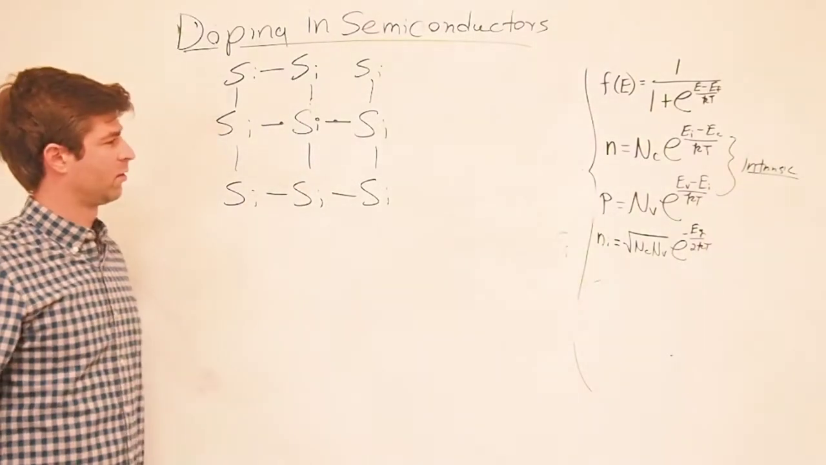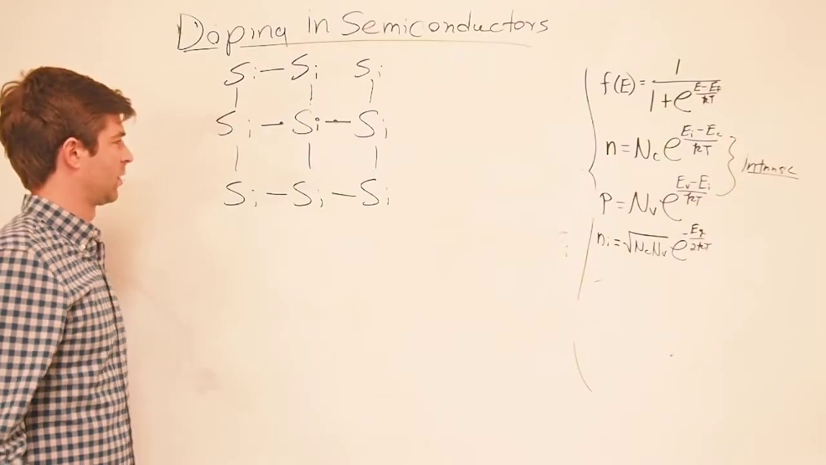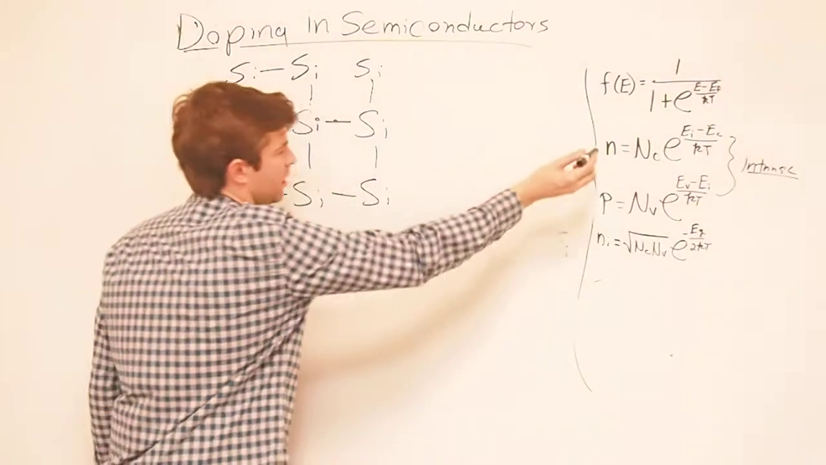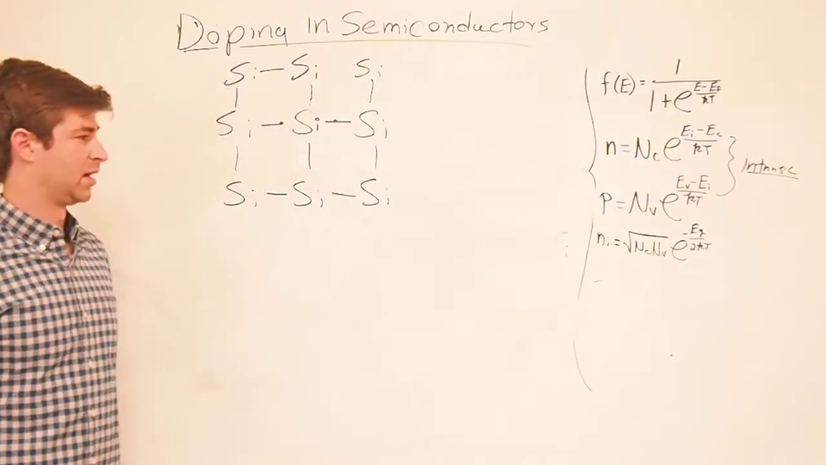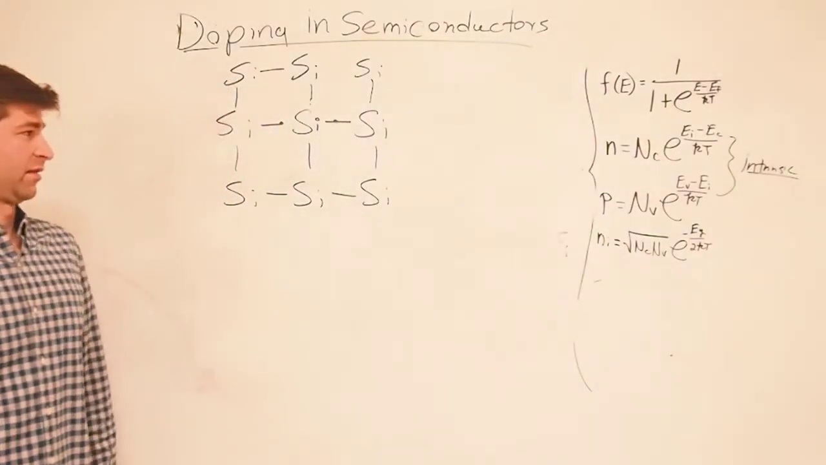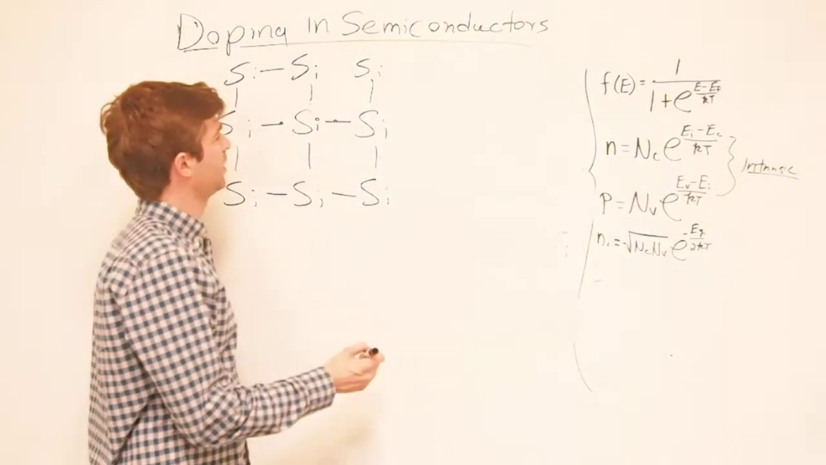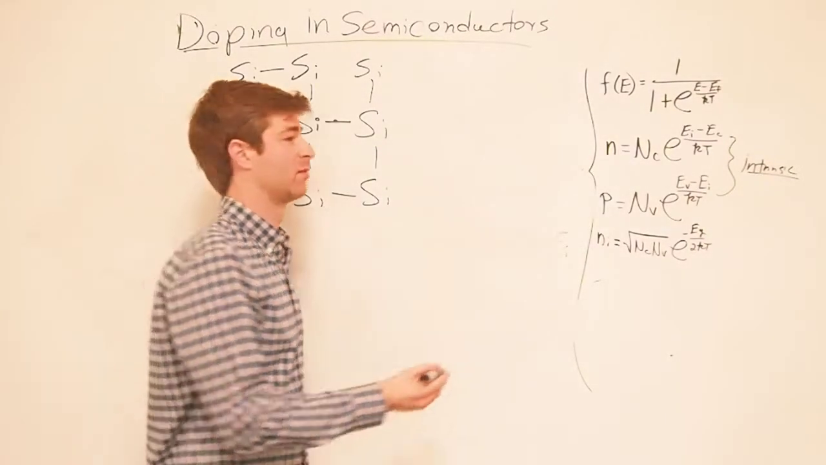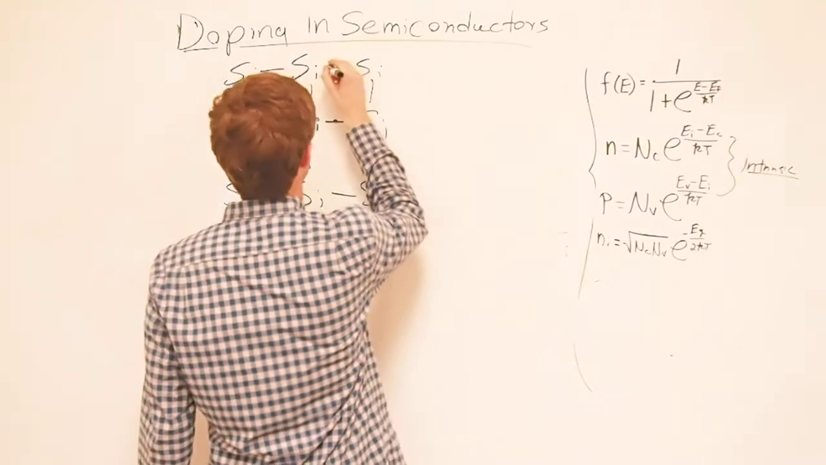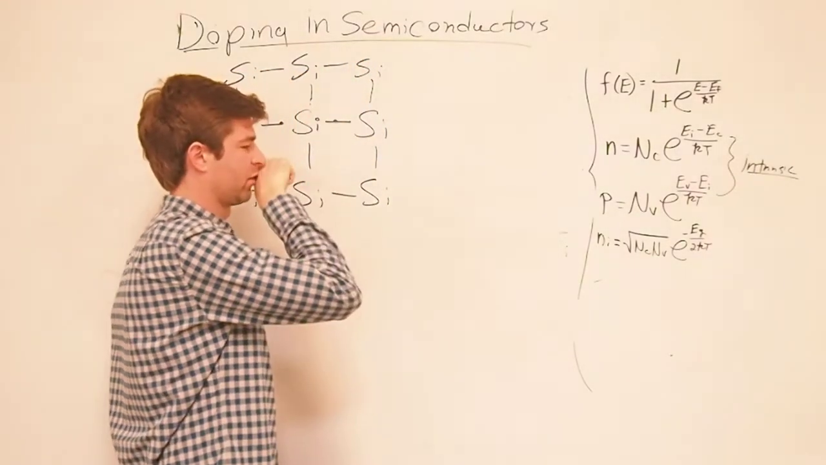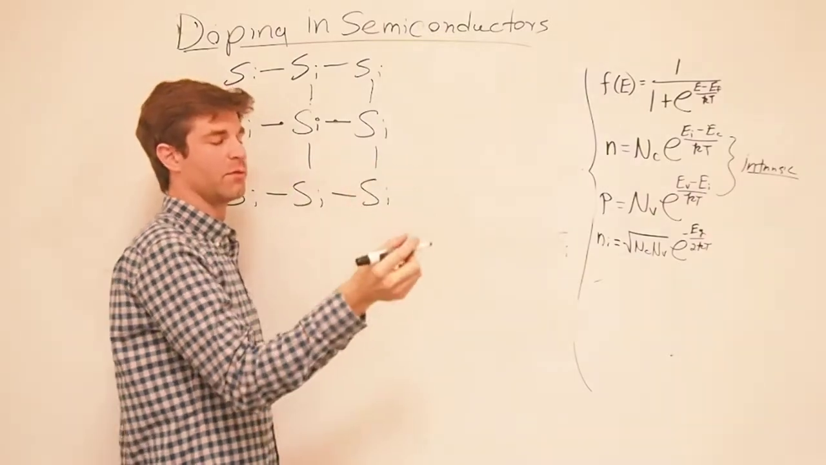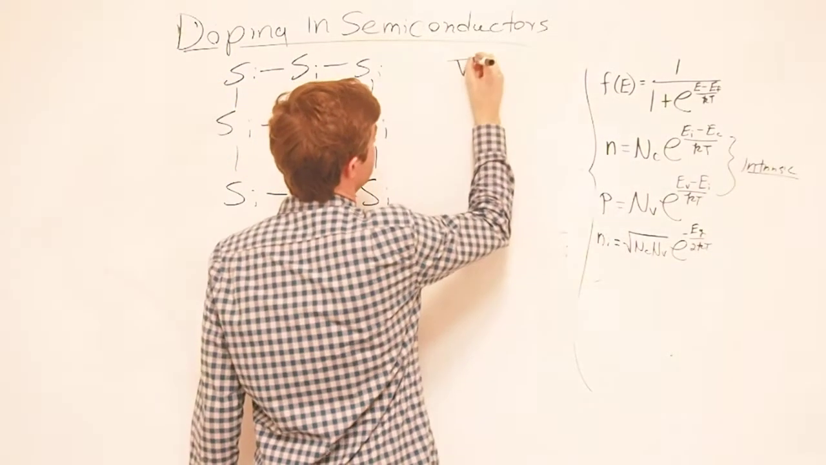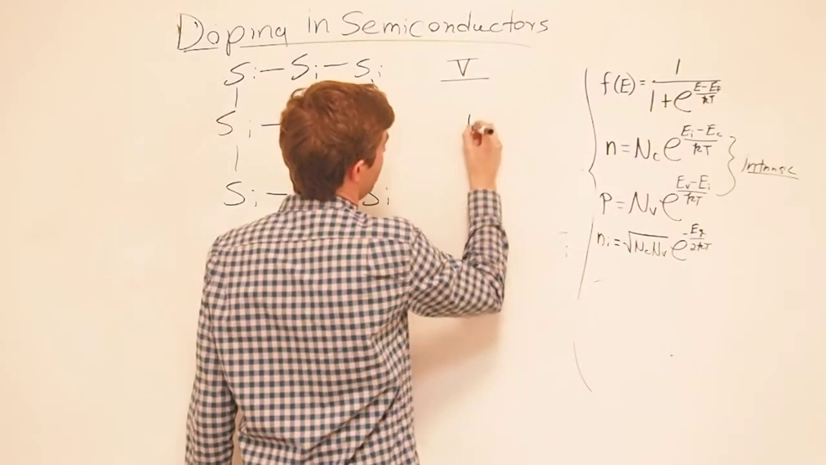So what can we do to add an extra electron and increase the value of n, and thereby increase the electron conductivity? Well, let's look at a group 5 element on the periodic table. I'm sorry, silicon is group 4. And let's look at a group 5 element, which could be something like phosphorus.